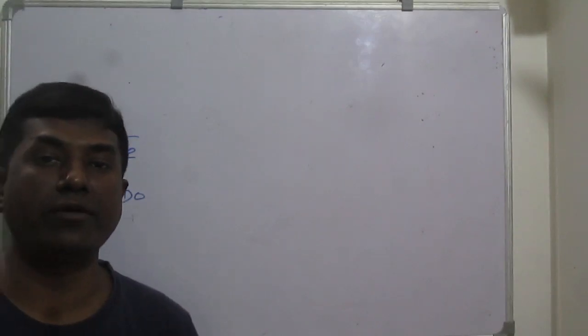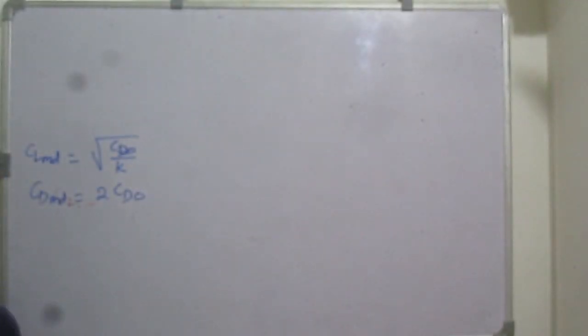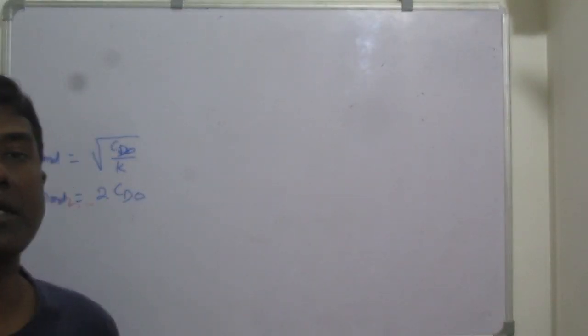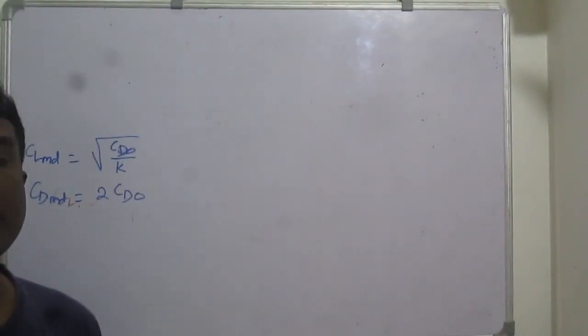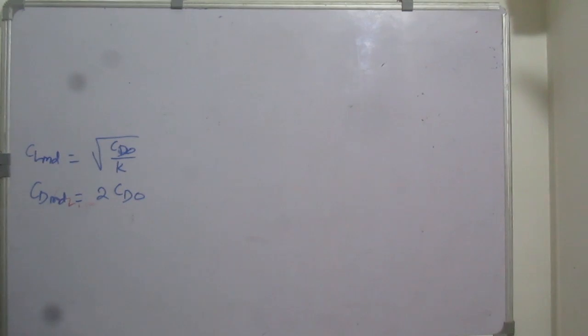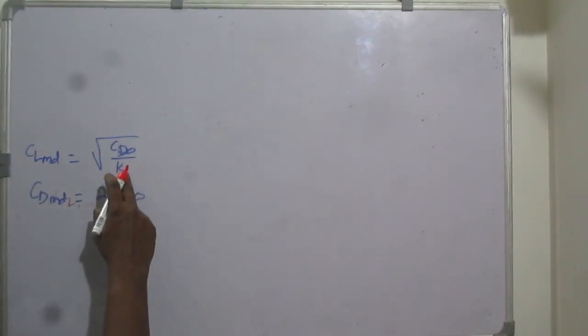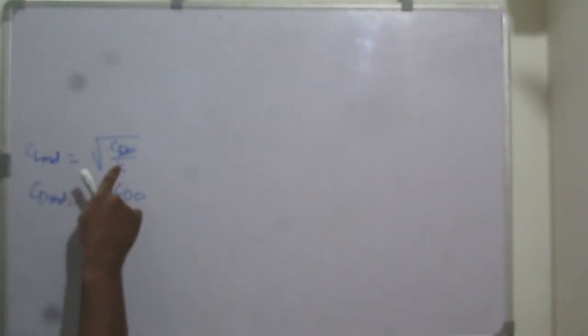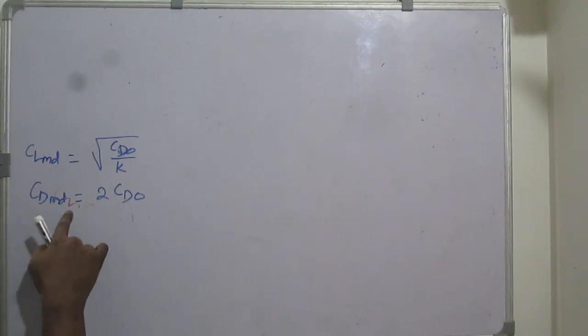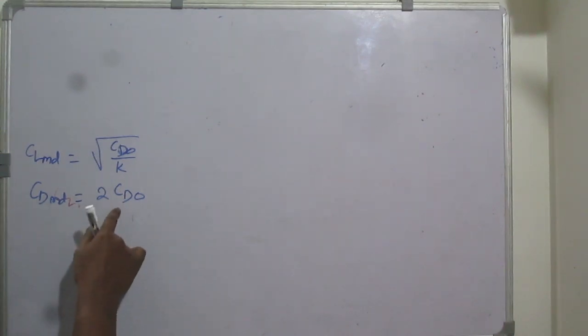In this series of learning aerodynamics, let us discuss more on aircraft performance. In the previous video, we discussed minimum drag conditions. So, how do we find the minimum drag conditions for the lift coefficient and drag coefficient? We just saw that CL at minimum drag equals the square root of CD naught by K, and CD at minimum drag equals twice CD naught.